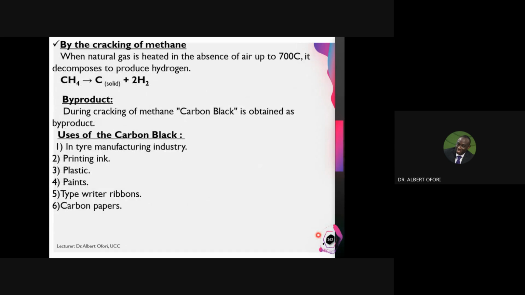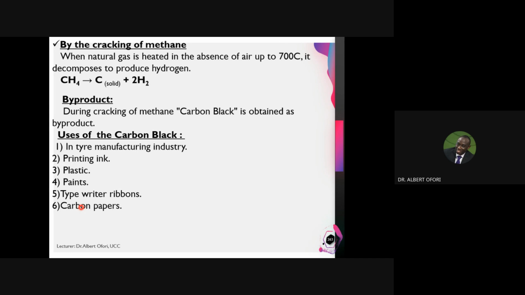Now we can also use cracking. So we break down the hydrocarbons and produce carbon soot and the hydrogen gas as well. That black carbon we use in printing or where we have carbon paper. I'm sure you know what carbon paper is. Yes, sir. Okay, if you want to have a copy, like those using receipts and those things.